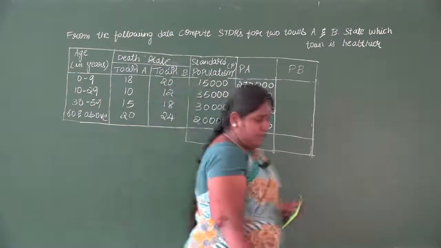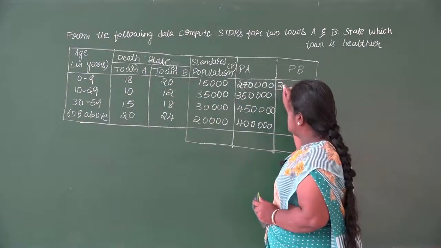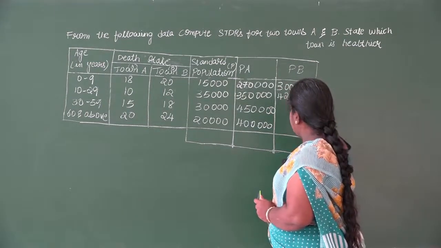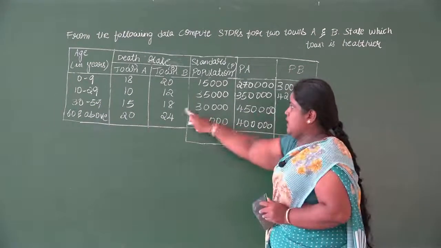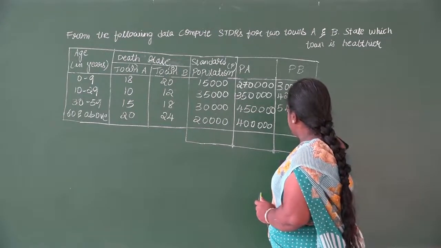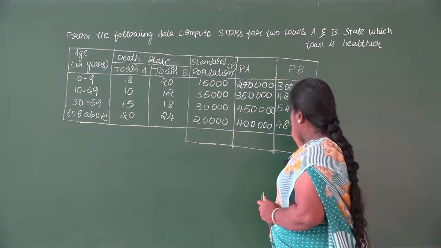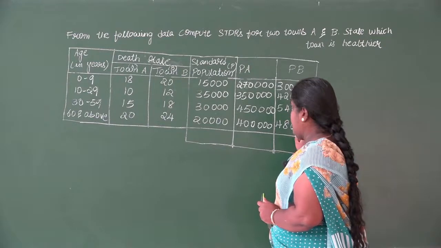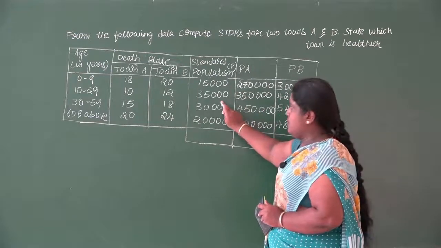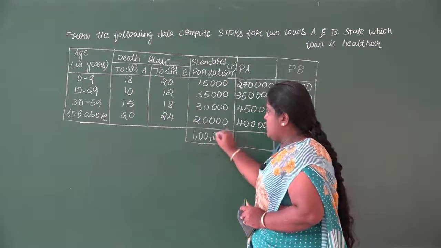Then multiply P and B. What is the first value of B? It is 20 into 15,000, which is 3 lakh. 12 into 35,000 will get 4,20,000. Next 18 into 30,000, 5,40,000. Then 24 into 20,000, 4,80,000. Do the total of standard population, 15,000 plus 35,000 plus 30,000 plus 20,000, will get it as 1 lakh.